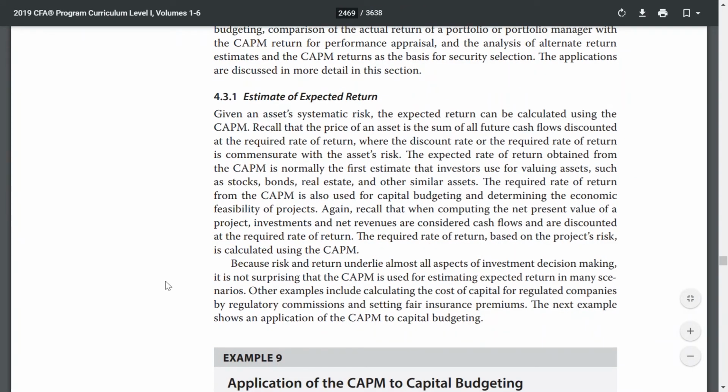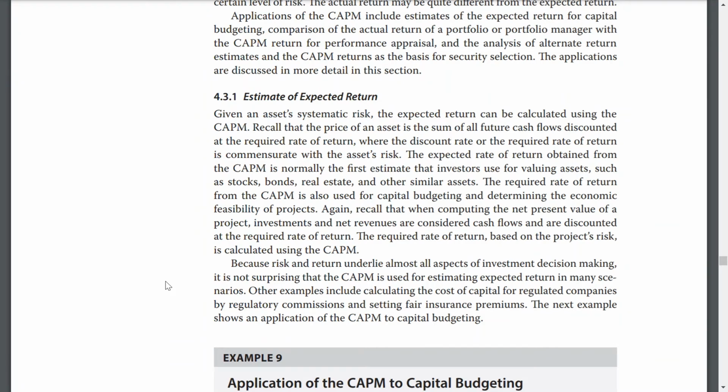Given an asset's systematic risk, the expected return can be calculated using the CAPM. Recall that the price of an asset is the sum of all future cash flows discounted at the required rate of return, where the discount rate or the required rate of return is commensurate with the asset's risk. The expected return obtained from CAPM is normally the first estimate that investors use for valuing assets such as stocks, bonds, real estate, and other similar assets.